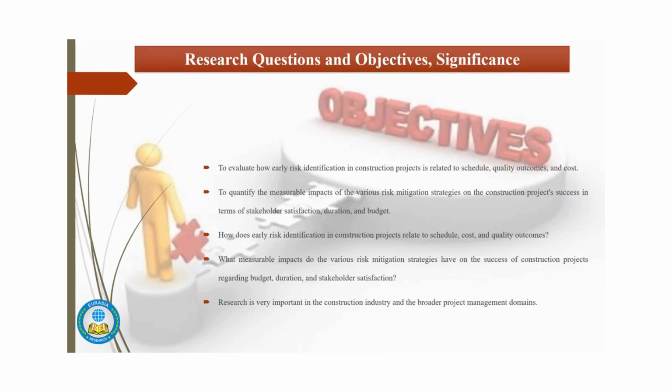Now I have mentioned the research questions and objectives, which include to evaluate how early risk identification in construction projects is related to schedule, quality, outcomes, and cost, and to quantify the measurable impacts of the various risk mitigation strategies on the construction project success in terms of stakeholder satisfaction, duration, and budget. This research is very important in the construction industry and the broader project management domains.